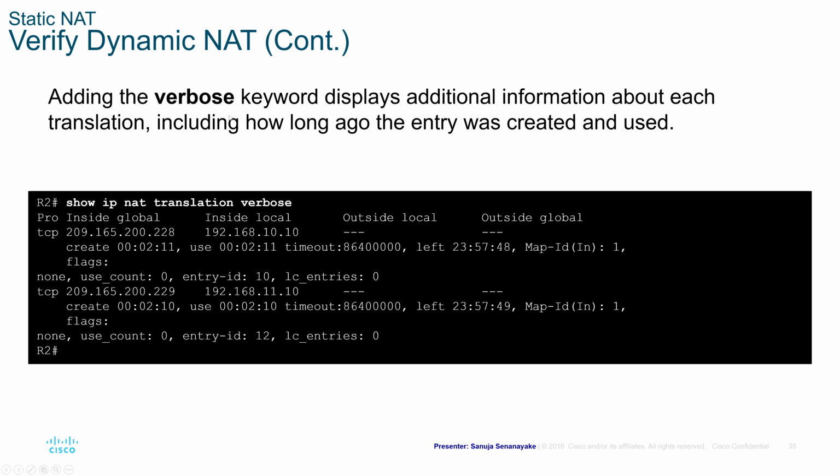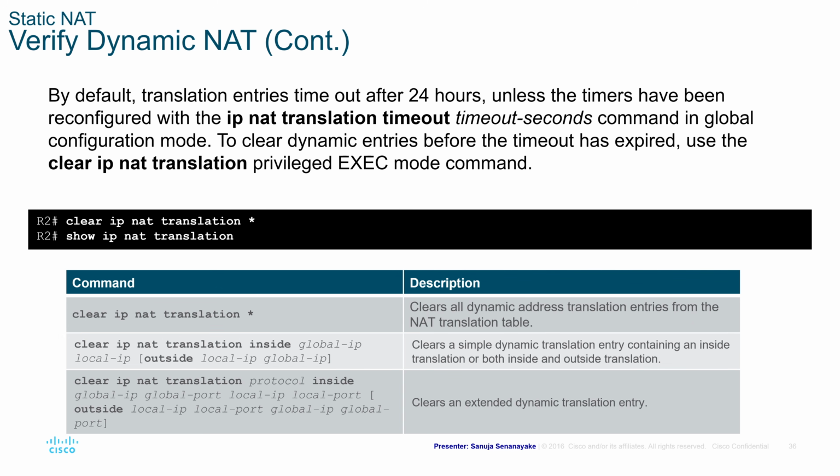Adding the verbose keyword displays additional information about each translation, including how long ago the entry was created and used. So if you use show ip nat translations and add the additional keyword verbose right here, it will give you some additional information related to that dynamic NAT. By default, translation entries time out after 24 hours, unless the timers have been reconfigured with the ip nat translation timeout command. So remember this command as well, ip nat translation timeout, and then you can put the timeout variable, in this case in seconds, right here.